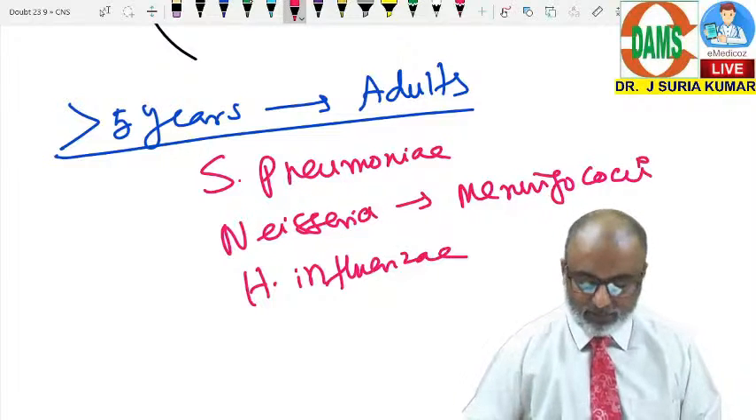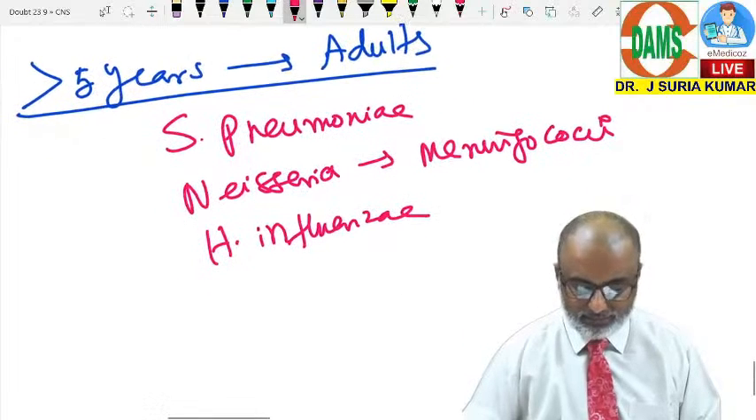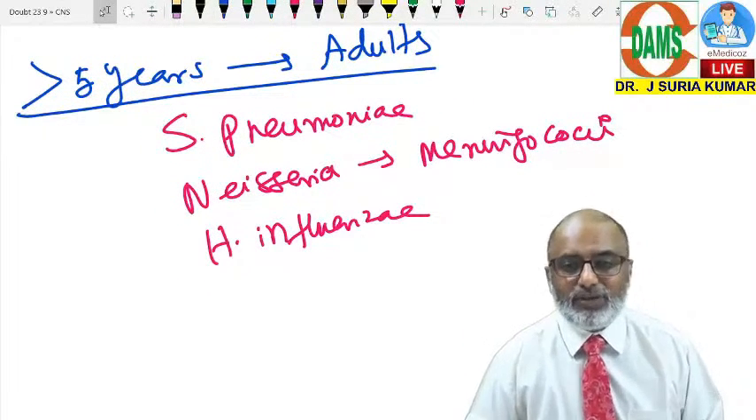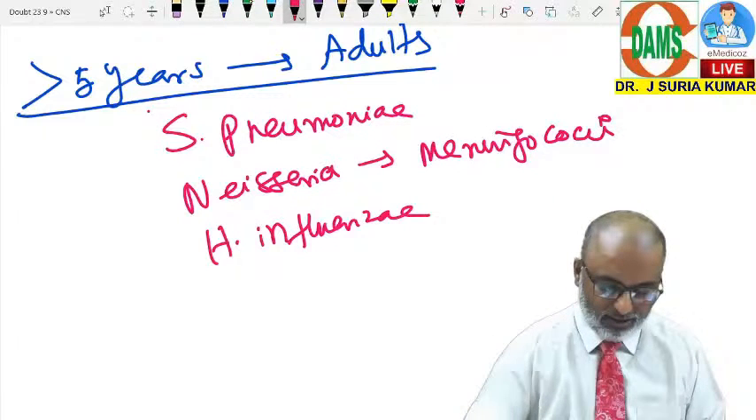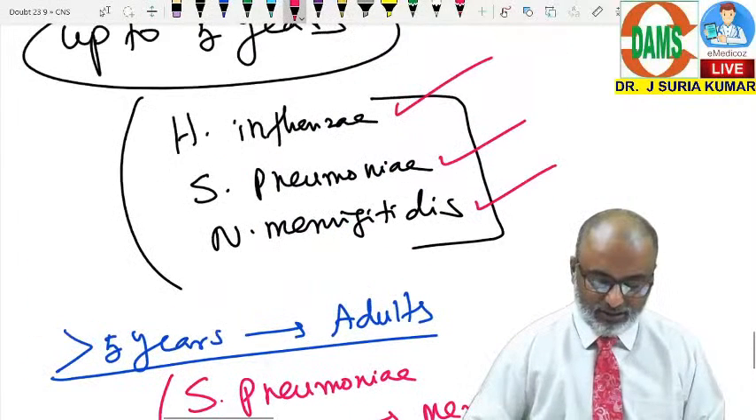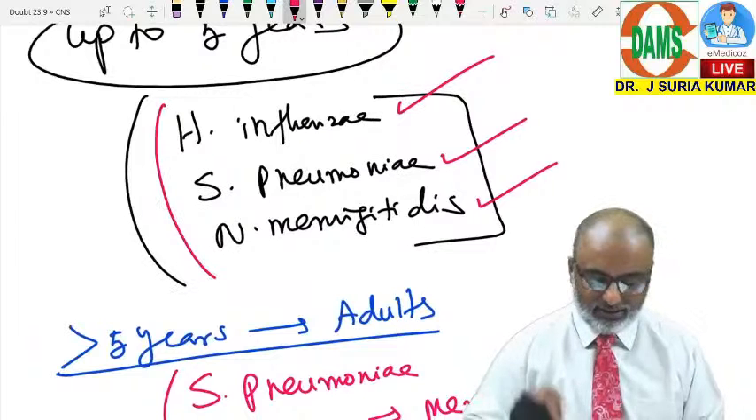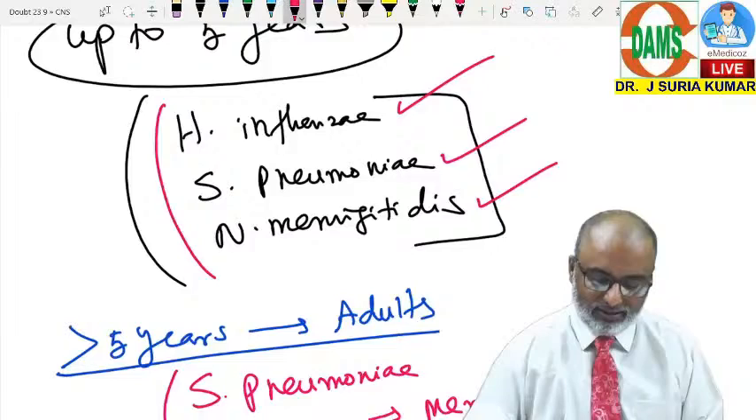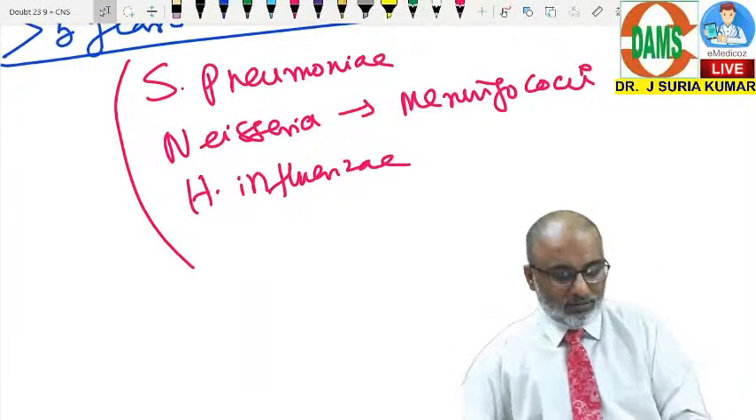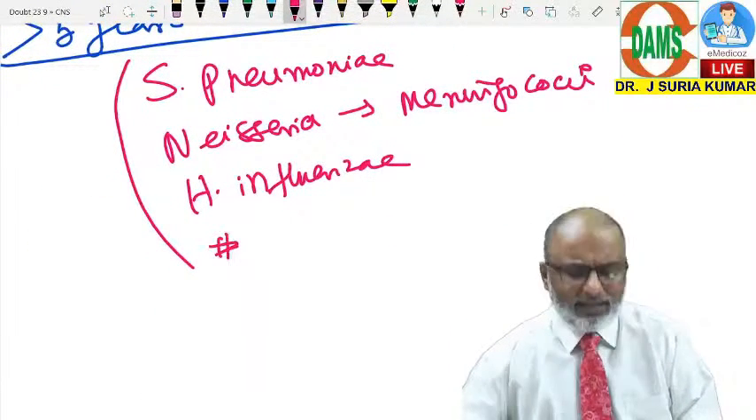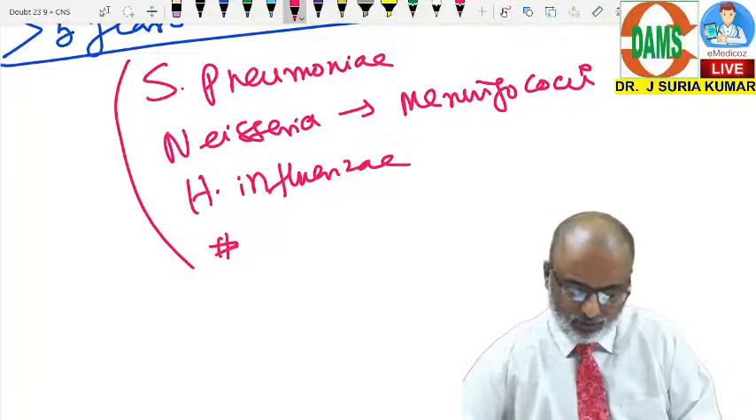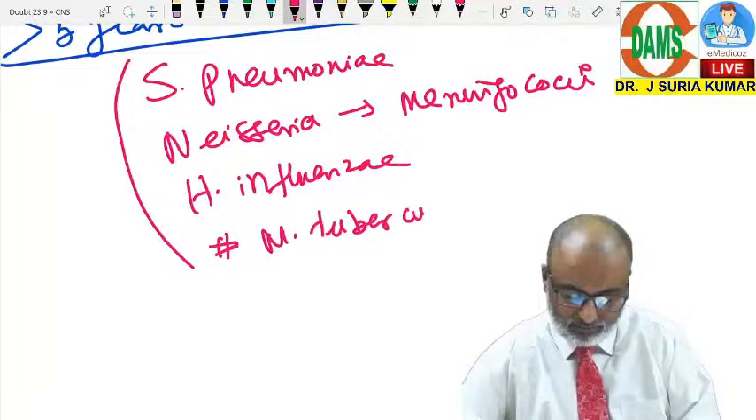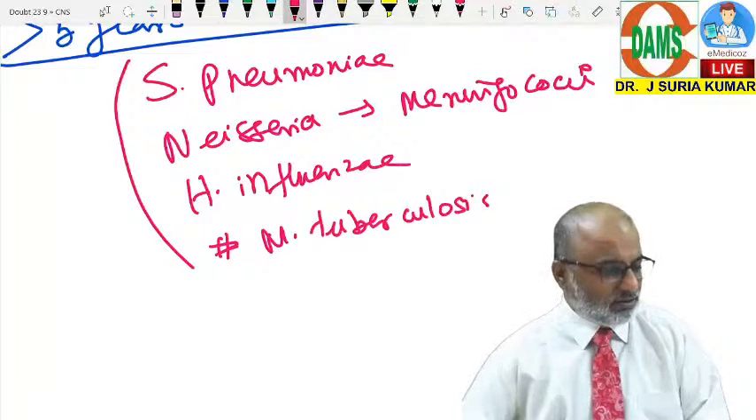Okay, right. Streptococcus pneumoniae, Neisseria, we call it meningococci, and Haemophilus influenzae. See the order, here it is SNH, here HSN. The order is changing. These 3 are common, but which is more common, that's important. And we can add in adolescents, tuberculosis also involved, Mycobacterium tuberculosis.